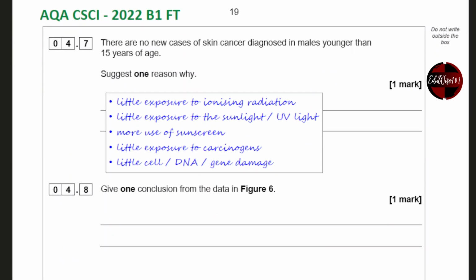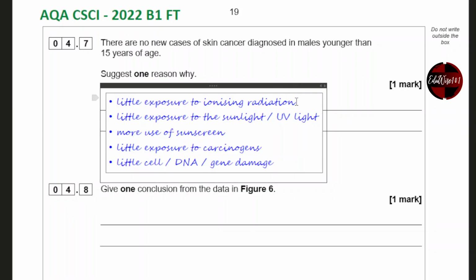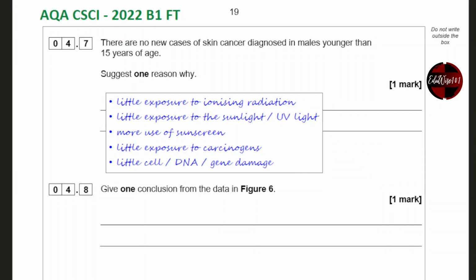Little exposure to ionizing radiation, which is basically the UV light from the sun. Little exposure to sunlight or UV light. More use of sunscreen. Little exposure to carcinogens, meaning chemicals like cigarette smoke and so on, which can cause cancer. And little damage to the DNA.